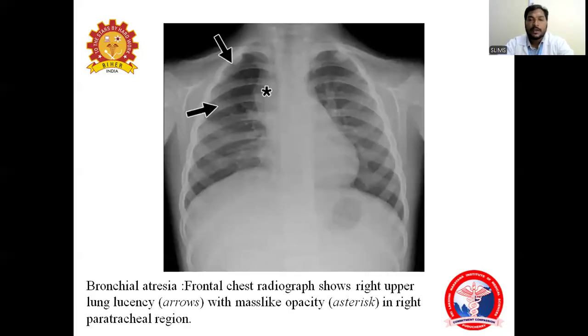This is a chest radiograph. The frontal view shows increased lucency in the right upper zone compared to the other regions of the lung parenchyma, as well as an associated right paratracheal mass-like opacity. When you look clearly at this hyperlucency, it seems to extend from the right hilar region up to the periphery. So it's a case of bronchocele in bronchial atresia.